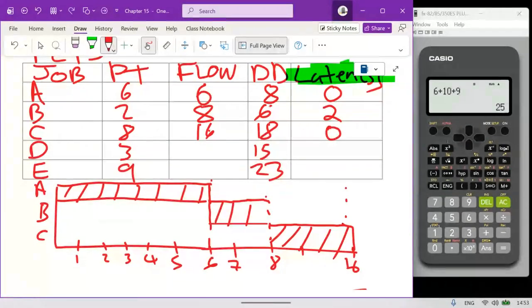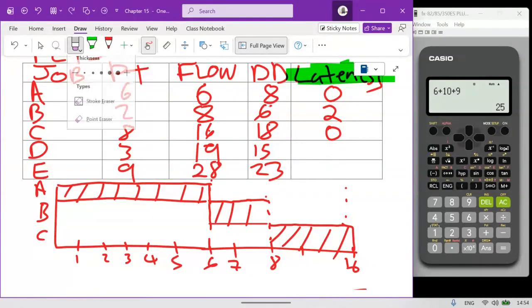0. Then 16 plus 3, it's 19. Then when you compare 19 and 15, you are late by 3 days. When you compare this 19 plus 9, 28. Yeah, 28. Then 24, 15 days, the lateness is 4.